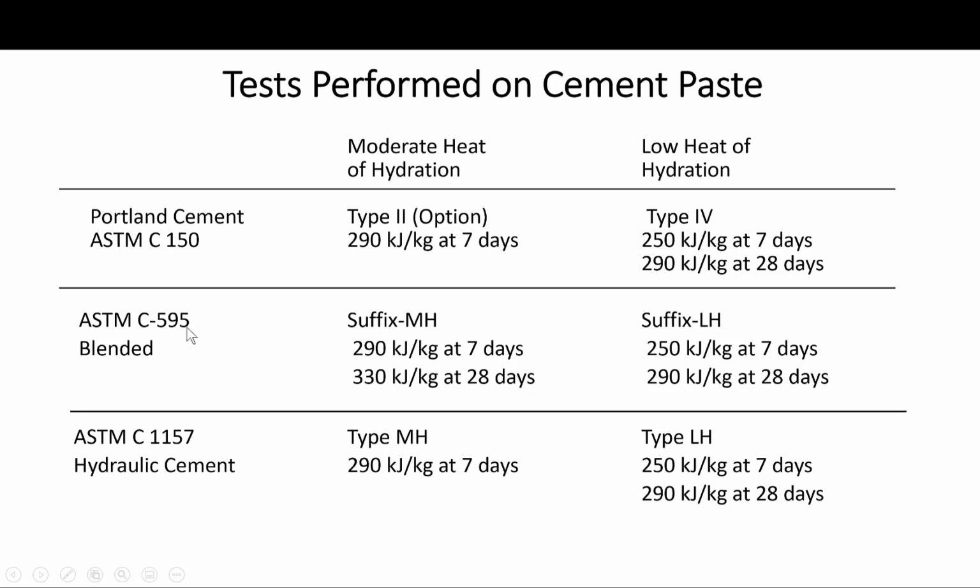For ASTM C595, the blended cement, this is the moderate heat. This has the suffix moderate heat. Or for ASTM C1157, if you remember the types we discussed, it imposes these limits for the heat of hydration. For the suffix low heat, these are the limits, and the same thing, low heat for this type, the ASTM C1157.